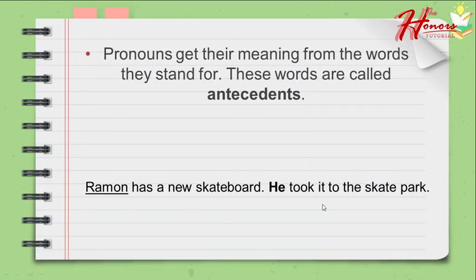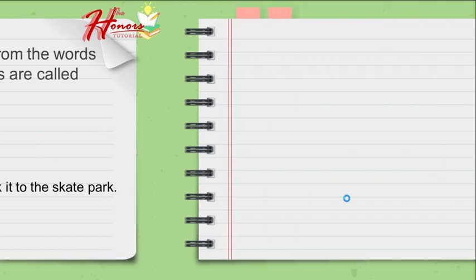So also remember that pronouns get their meaning from the words they stand for. In order for you to identify the appropriate pronoun, you also need to look for its antecedent. So for example, Ramon has a new skateboard. He took it to the skate park. So our pronoun here is he. And the antecedent from which the pronoun he is derived is the noun Ramon. So in short, when we are thinking of what is the appropriate pronoun to use, we need to locate first what is the antecedent. So there are different types of pronouns.